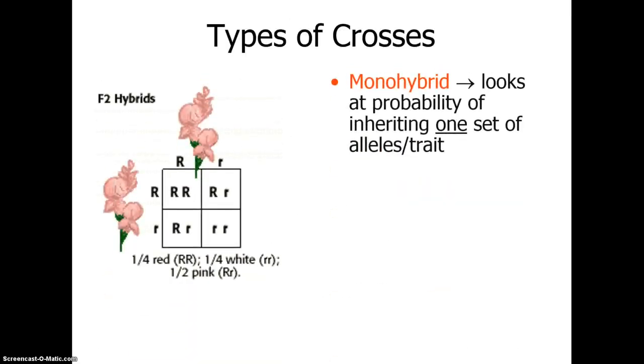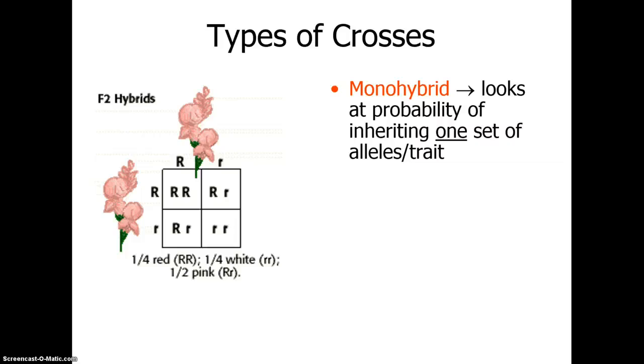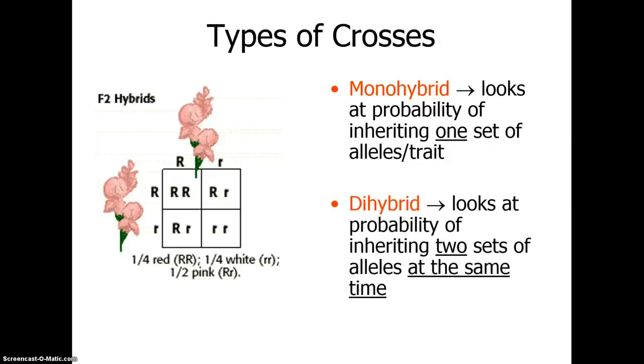Okay, so what are the types of monohybrid? This is looking at just one. Mono meaning one. Okay, one set of alleles or traits. So the picture to the left, we're looking at one trait, and that's color of the flower. Okay, then we have dihybrid crosses, which is we're going to look at two. Di meaning two. Okay, so two sets of alleles at the same time.